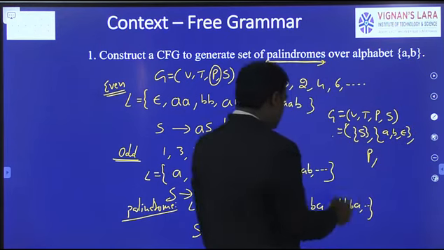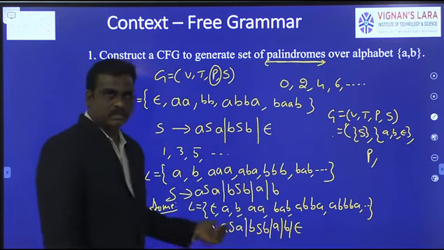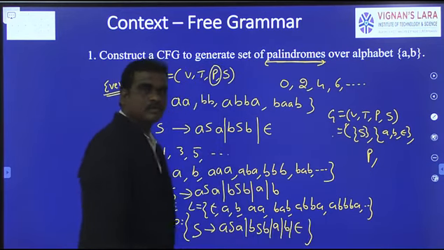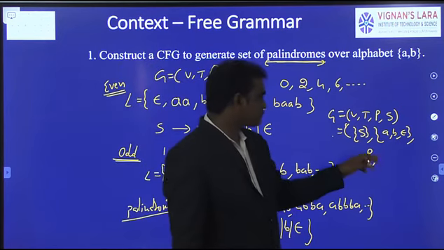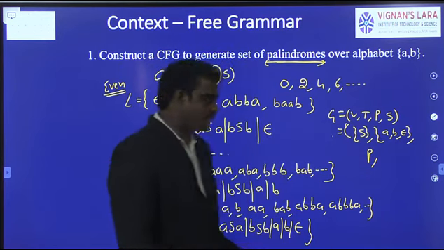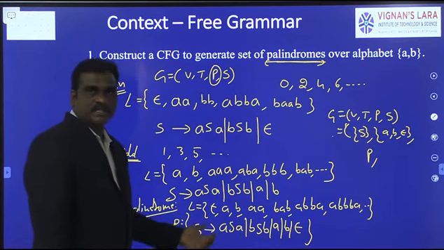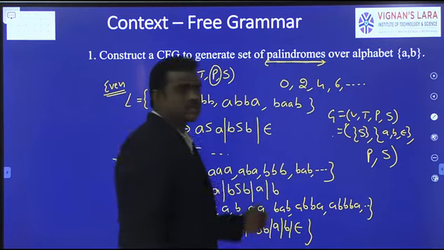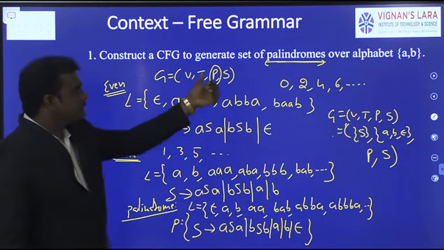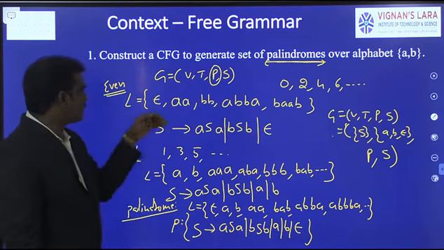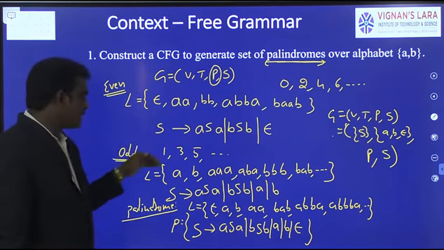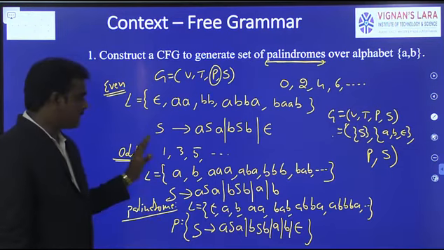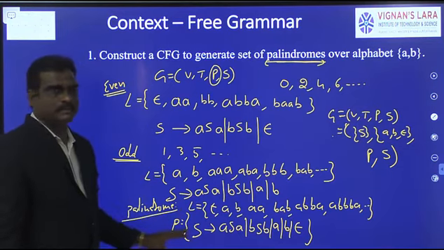Next one, P, means productions. So these are the productions. And next one is S. S is the starting symbol of the grammar. So here also the starting symbol of the grammar is S only. So in this way we constructed the palindrome. First we constructed the even length palindrome, next the odd length palindrome, and then the combination of both even length as well as odd length.